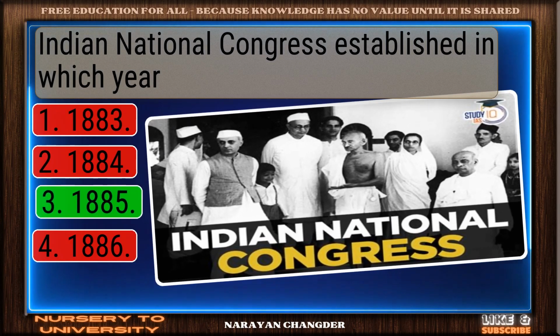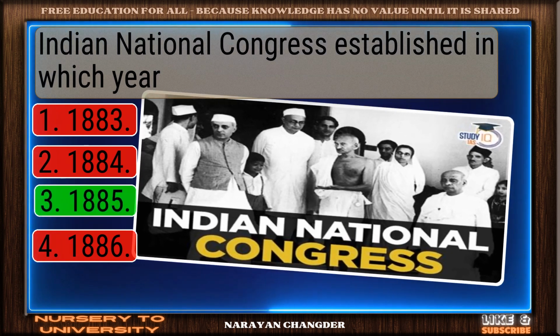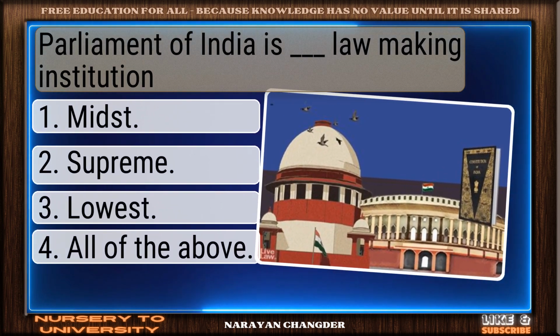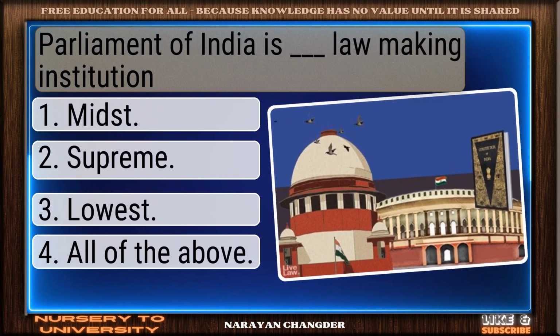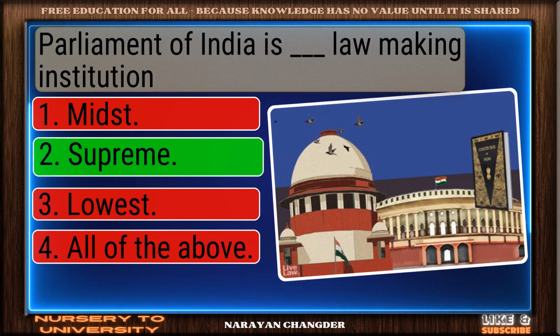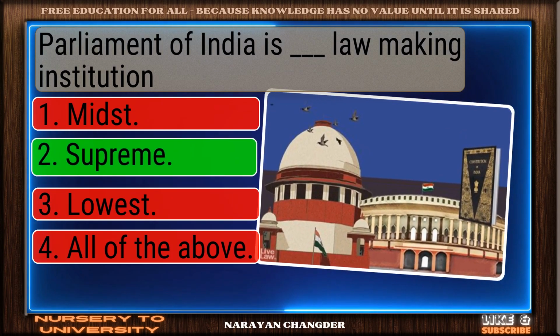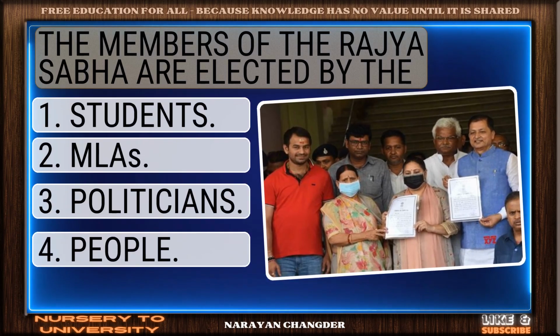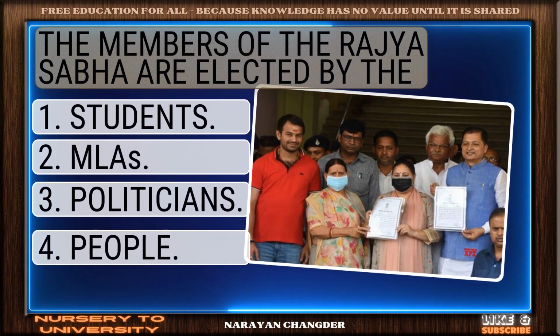You got it. Your choice 1885 is right. Question number 127. Parliament of India is dash law-making institution? Clear logic. Your choice supreme is sound and 100% true. Question number 128. The members of the Rajya Sabha are elected by the.